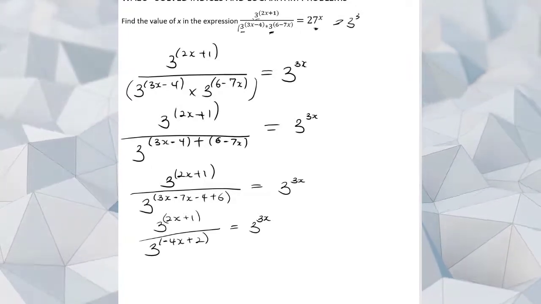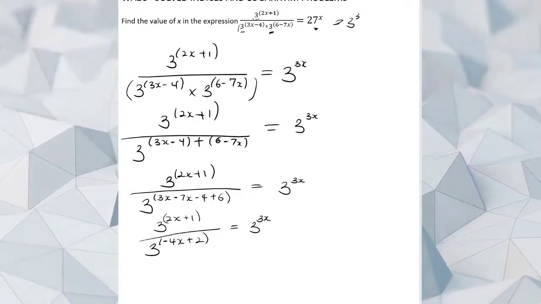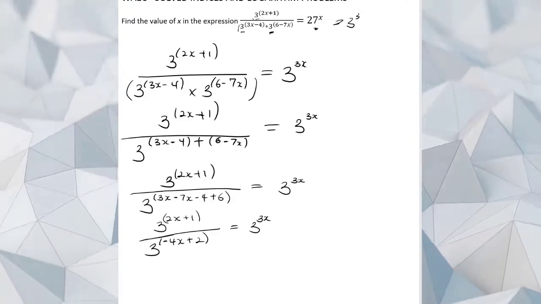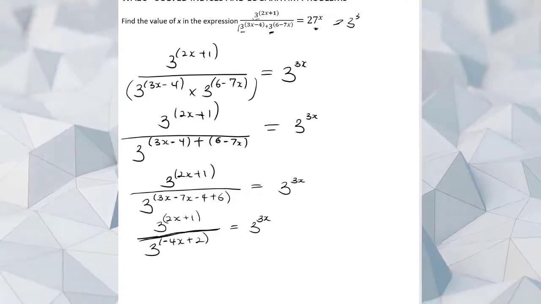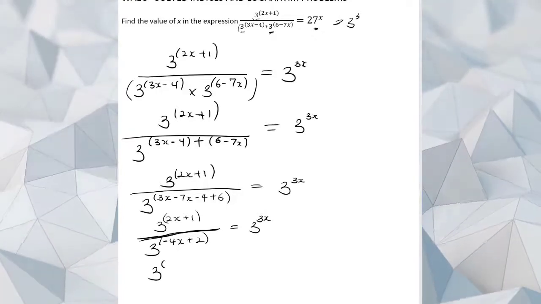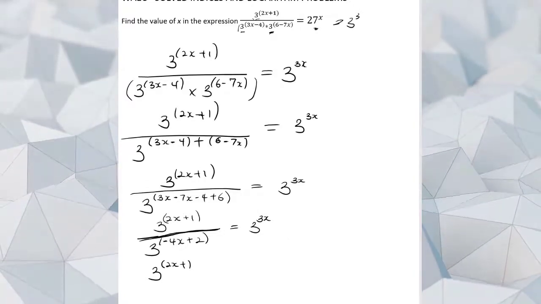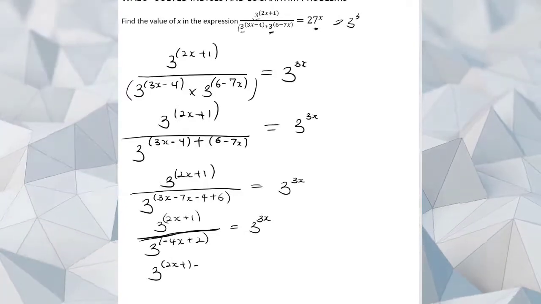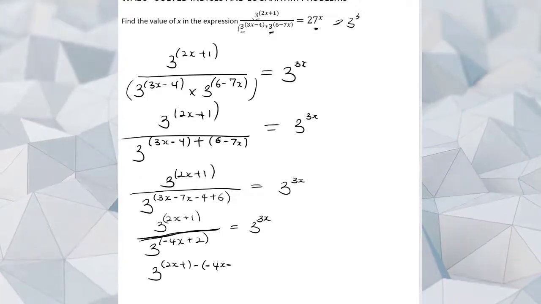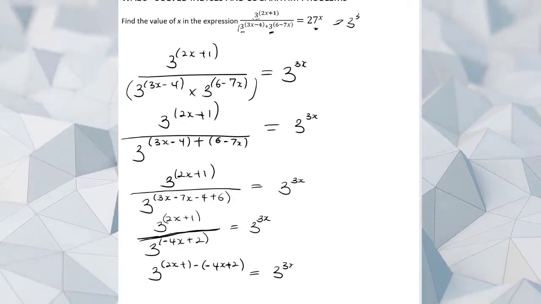Then I can do my division. Remember, when we are dividing powers, we subtract. So I can now resolve my numerator and denominator. This slash here means divide. So that's going to give me 3 brackets open 2x plus 1, I write it like this, minus brackets open minus 4x plus 2, is equal to 3 raised to power 3x.